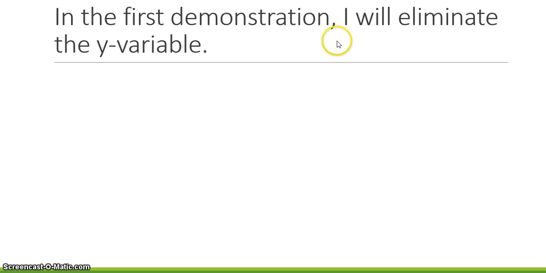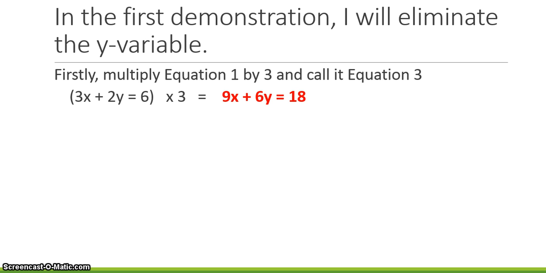In this first demonstration, I'm going to eliminate the y variable. If I do that, I have to multiply each equation by a different factor. Let's start with equation 1. If I multiply equation 1 by 3, I will call it equation 3, and this is what it will look like. Here is equation 1 as it originally looked. 3x plus 2y is equal to 6. I multiply it by 3 and I get 9x plus 6y is equal to 18.